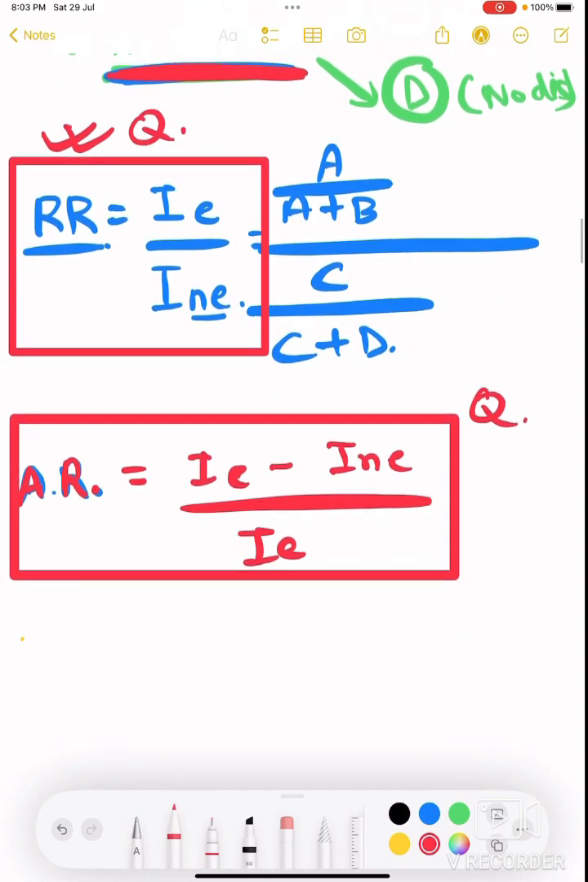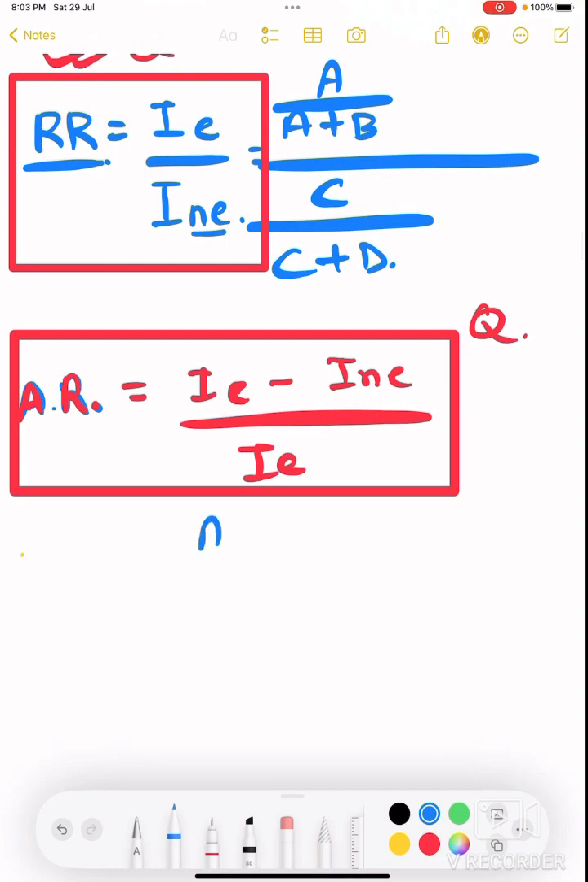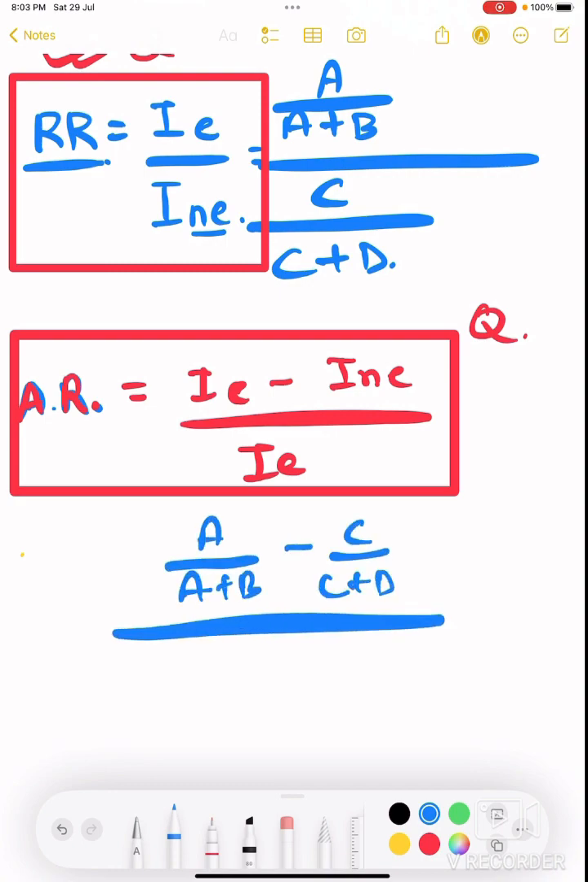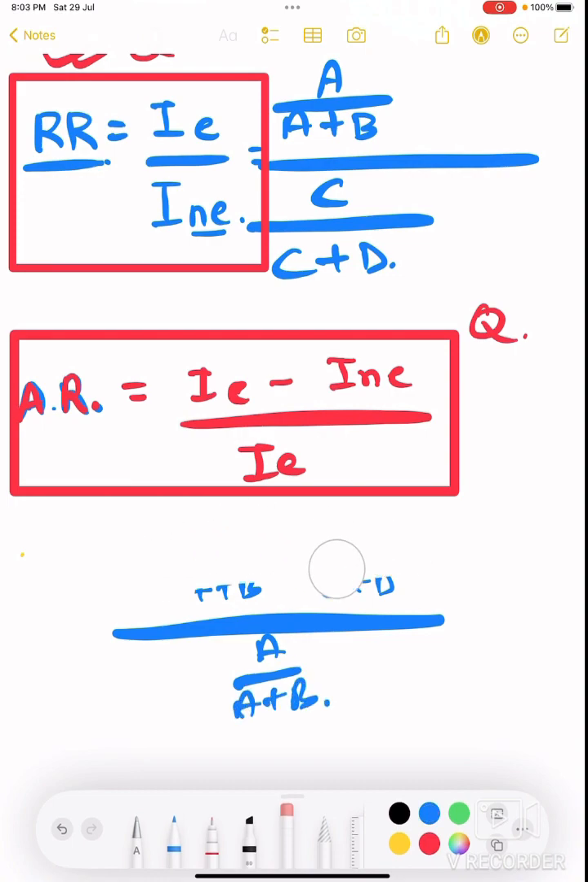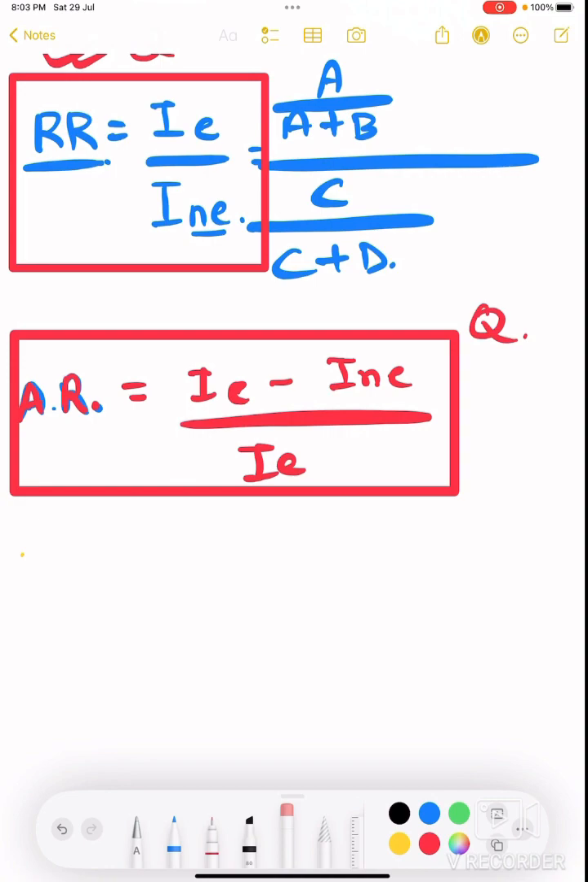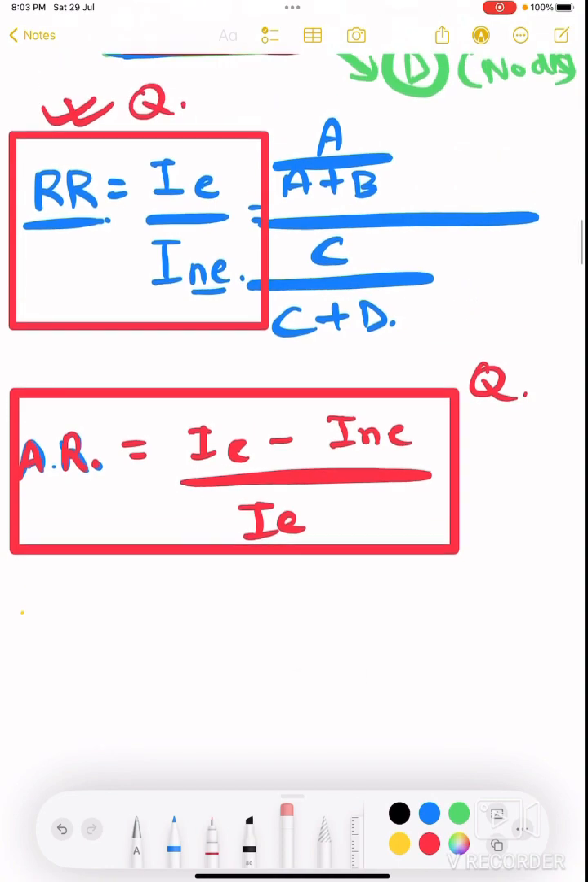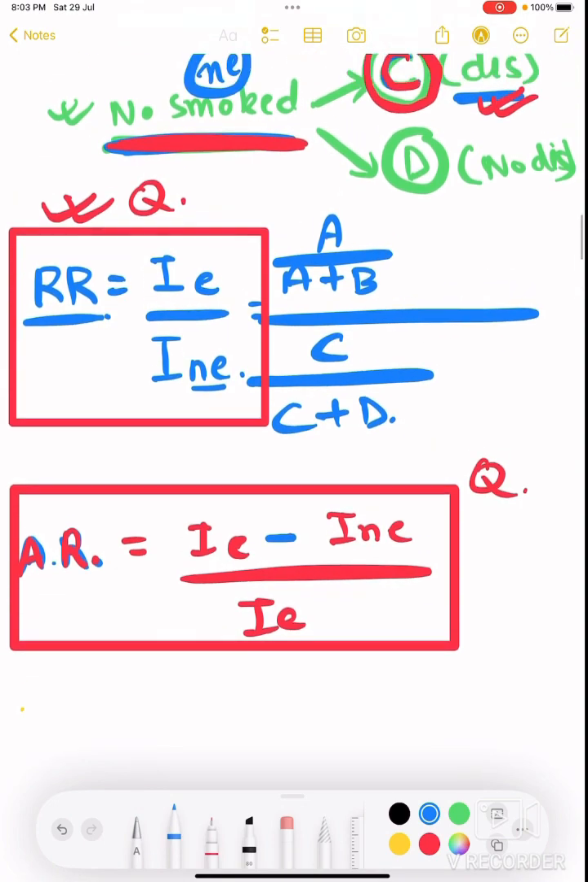So it is very easy. Again, for ABCDs, if you want to do ABCDs, it is A upon A plus B minus C upon C plus D, divided by A upon A plus B, right? Highly suggested that you don't remember ABCDs, you remember I exposed minus I non-exposed, right? Why did we do minus over here? It was important to do minus because in this way we are eliminating those numbers which are actually those patients who are developing cancer due to non-smoking causes. That's why it is attributable risk, right?